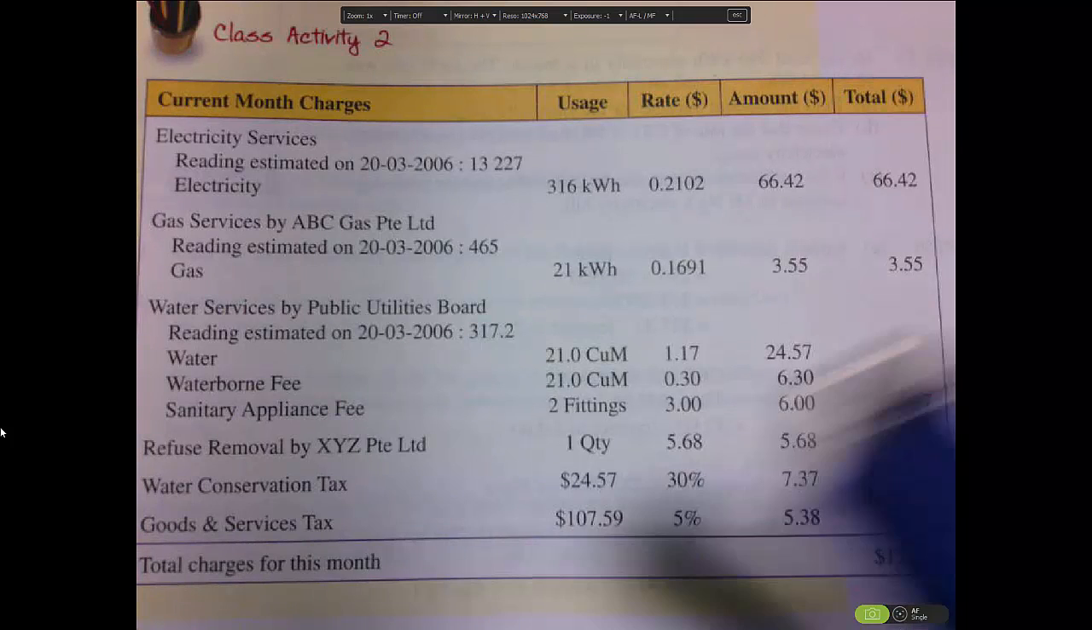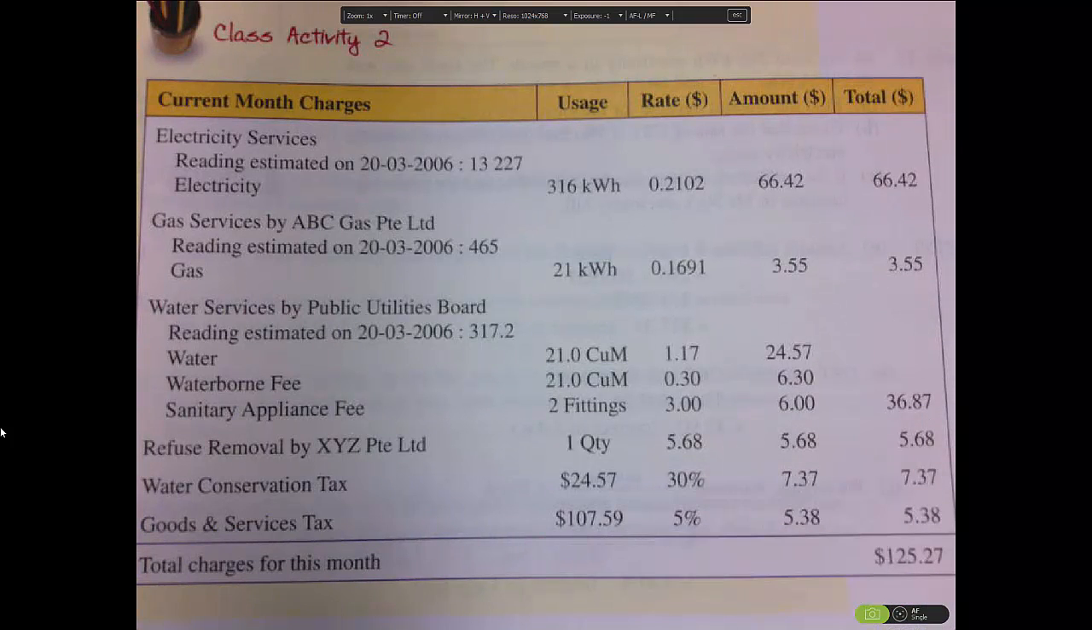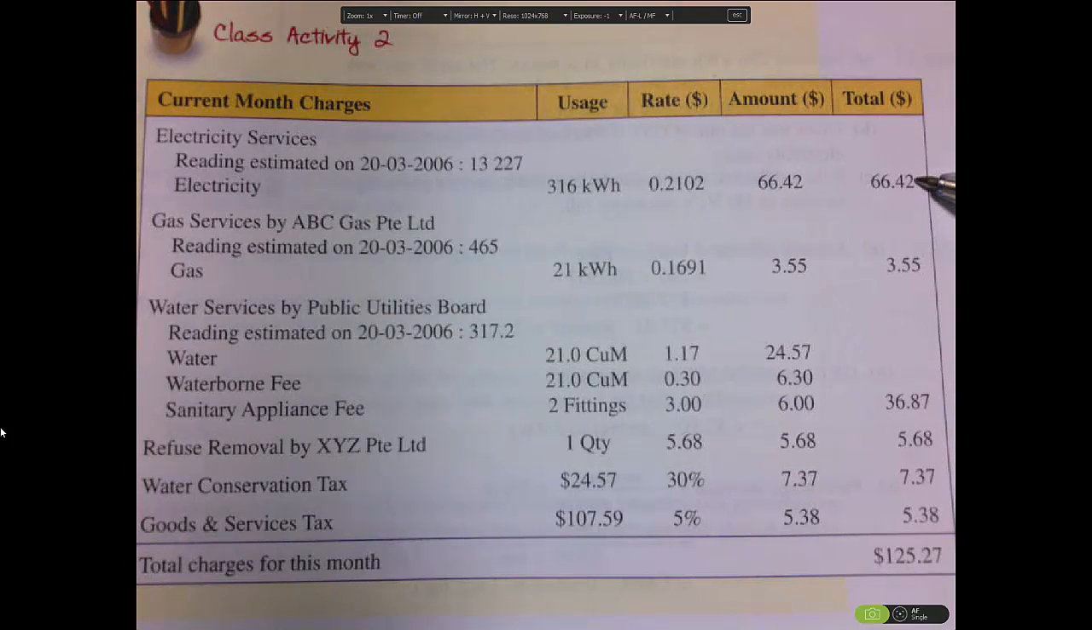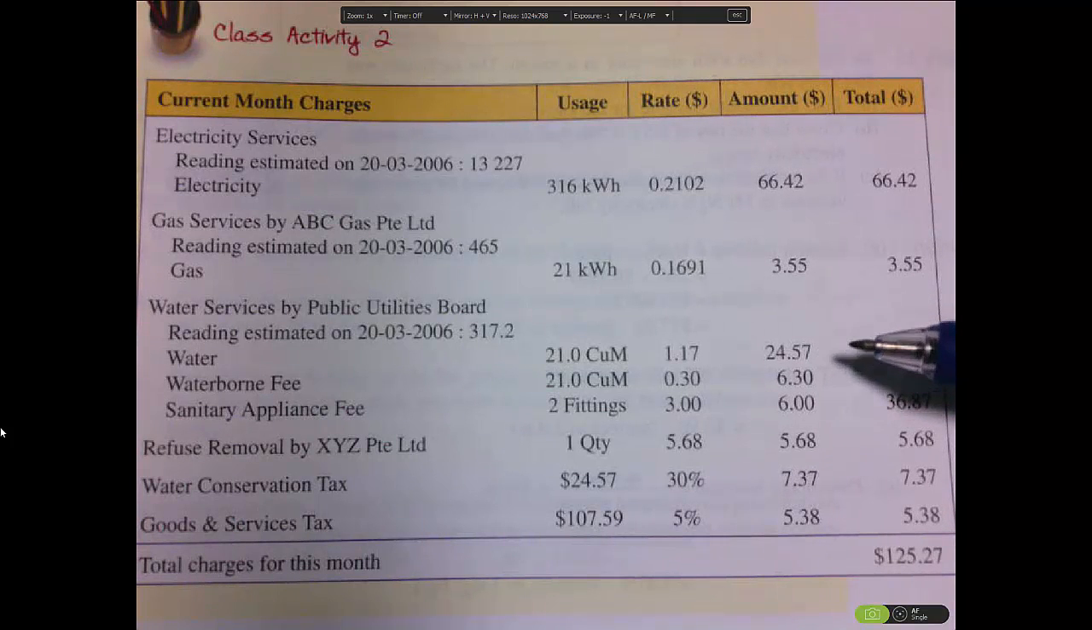And finally, the GST. To get 107.59, look at my pen, you have to add this 66.42, this 3.55, this $24.57, this 5.68, and this $7.37. It adds up to 107.59.